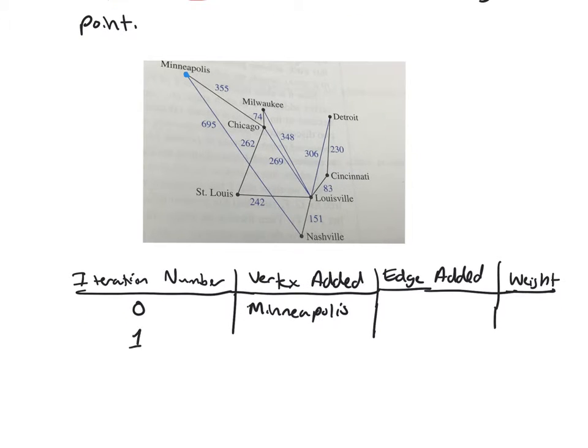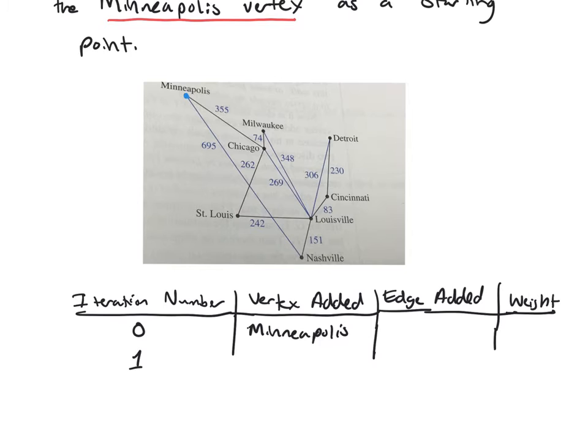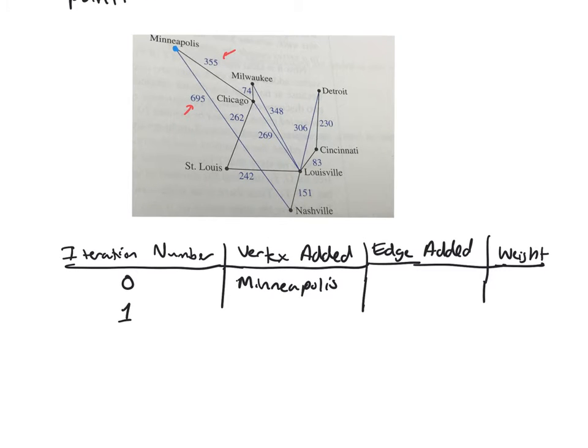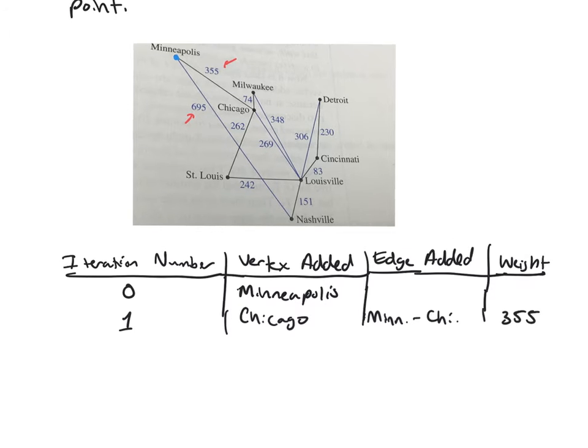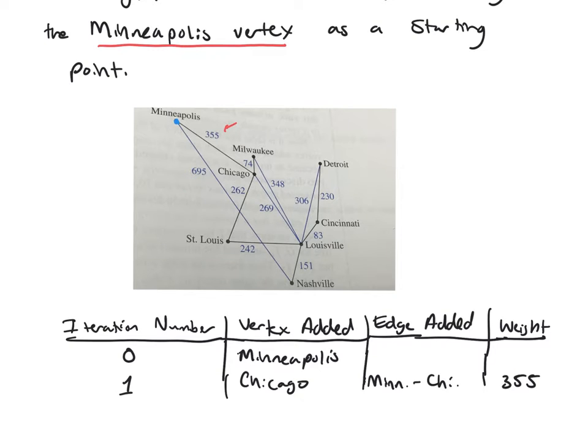Now, the algorithm tells us we're going to look at edges that are connected to the vertex we have. So here, there are only two possibilities. I can look at either this one or this one. And you're going to pick the one of least weight. So I'm going to pick the one from Minneapolis to Chicago. So I'm going to add in the Chicago vertex. And the edge that gets added is Minneapolis to Chicago. It had weight 355. So now that I've added that edge in, I'm going to go ahead and color it blue so I know I added it, and I added Chicago.